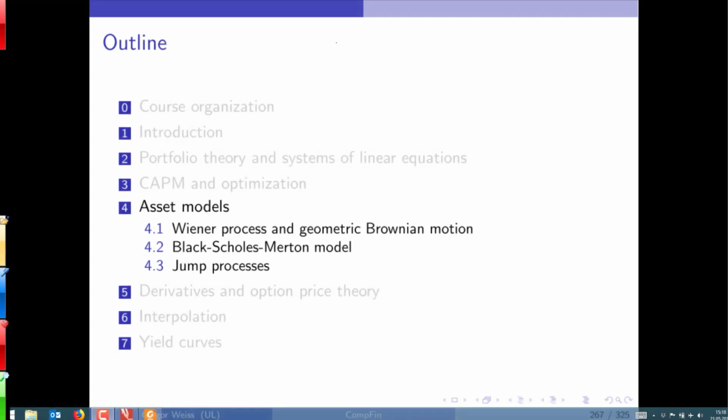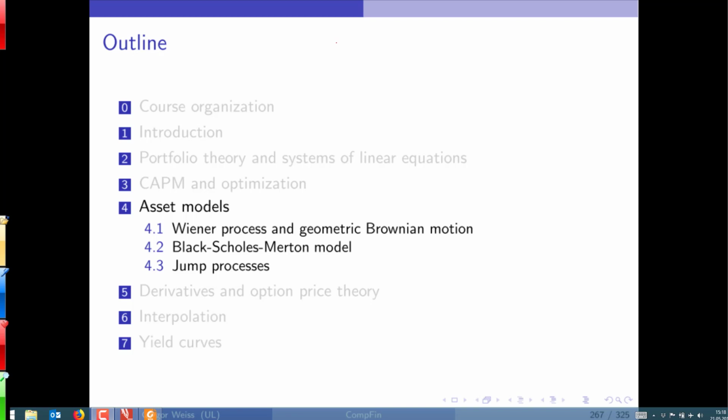Everyone. We've now come to chapter 4 here in our lecture on computational finance. We are talking about asset models. Asset models being a very generic term, heading for this chapter. We are in fact talking about stochastic processes, and stochastic processes that are used to model asset price evolutions, asset price movements, and this is what we understand with asset models.